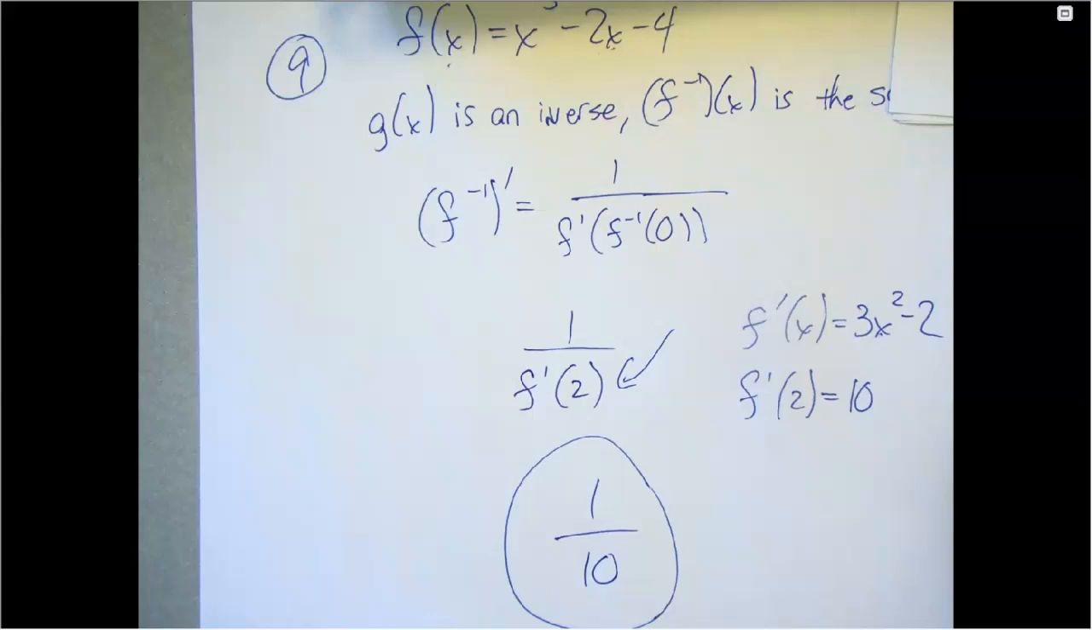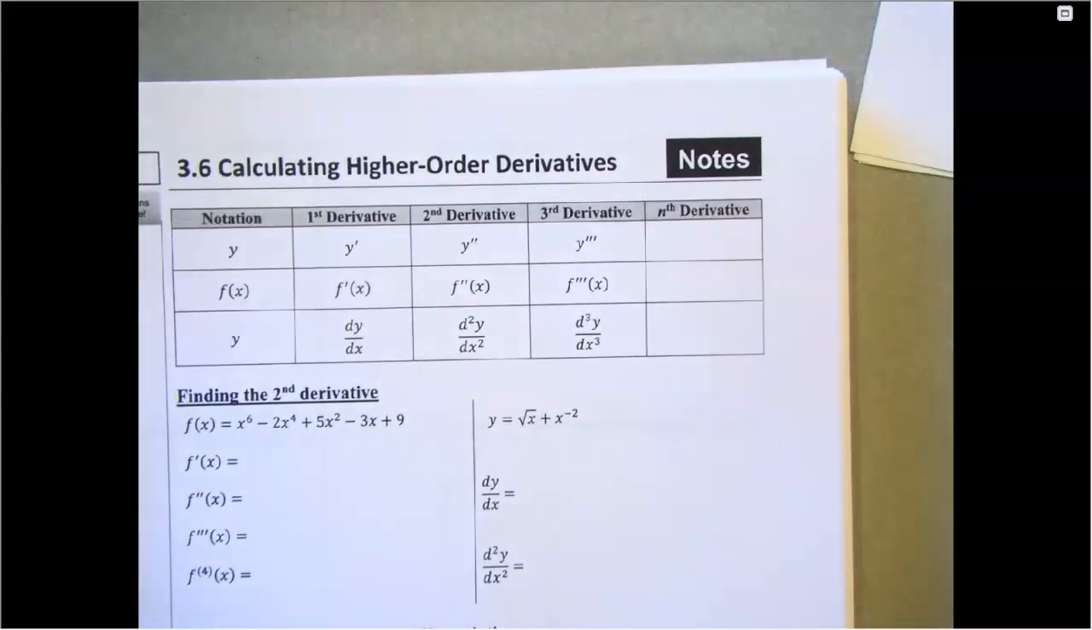Who was that, you? How'd that go? Good. Okay, let's go on. Turn to 3-6. Sorry. I can do calculus.